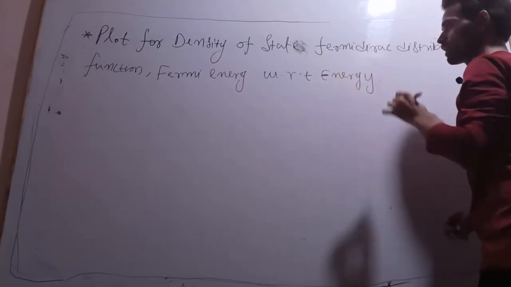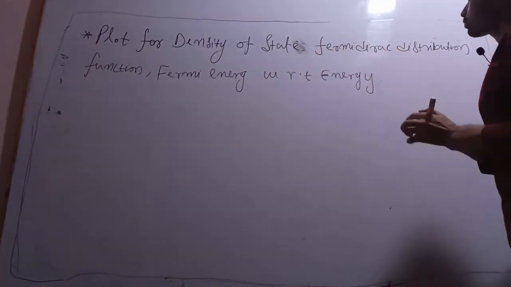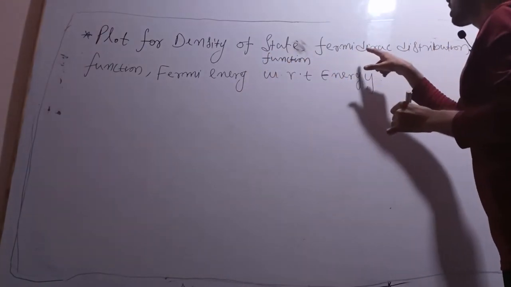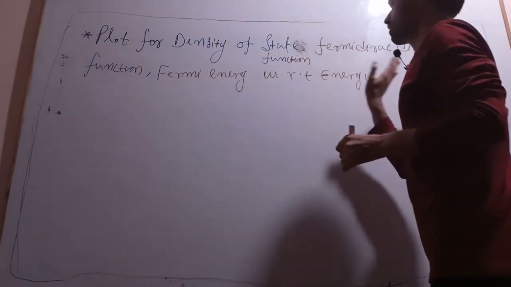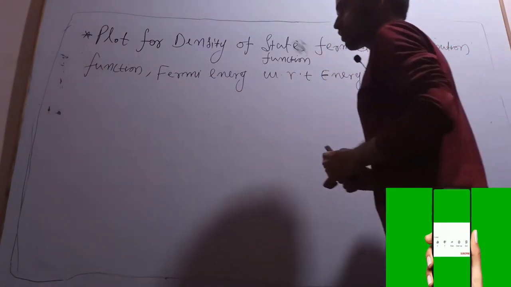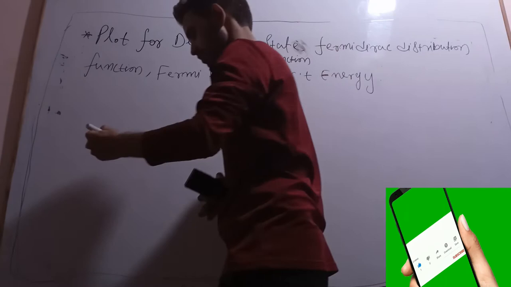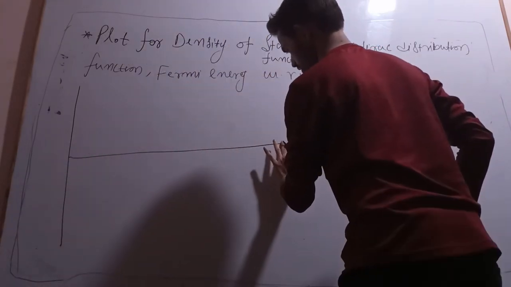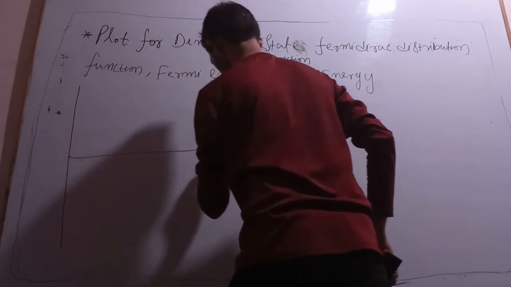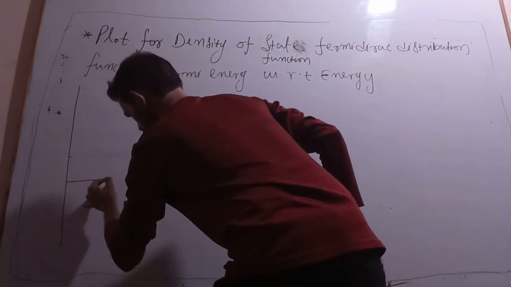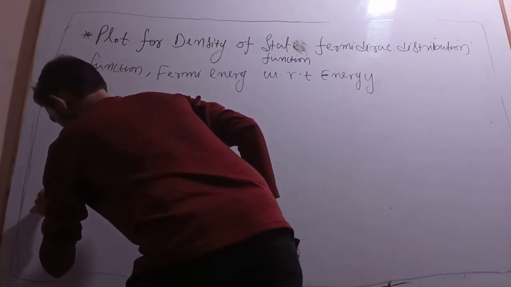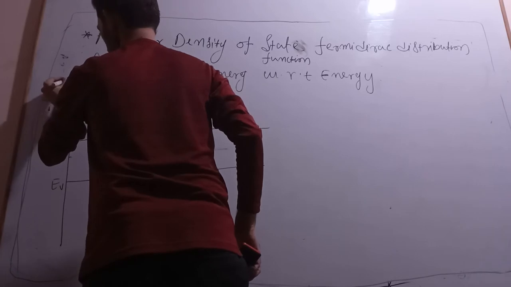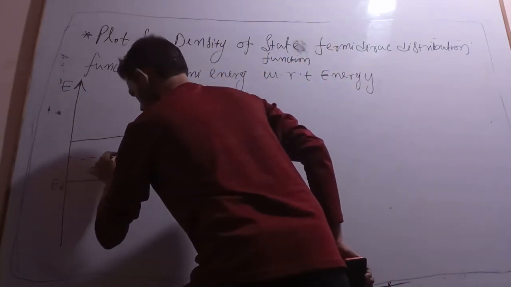Now see the plot. This is my plot, and this is my top of the valence band, EV. This is my bottom of the conduction band, and this is energy. Somewhere here at this point, we are seeing under what?